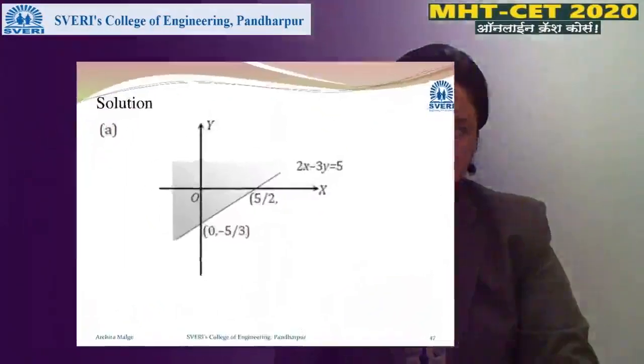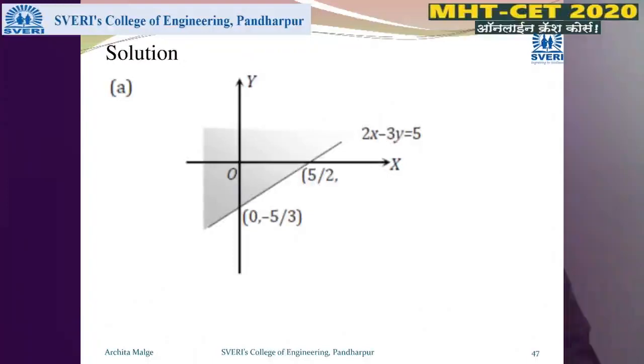Let us have a look where it's situated. 2x minus 3y is equal to 5. So by using that, if x is 0, y will be minus 5 by 3, and if y is 0, x will be 5 by 2. Where does it come? In third quadrant. So on the x-axis the point lies here, that is 5 by 2, 0, and on the y-axis, in the fourth quadrant, it will be 0, minus 5 by 3.